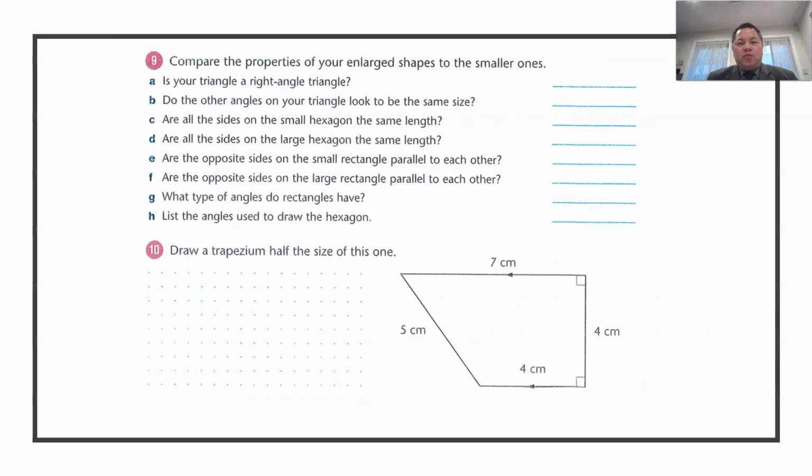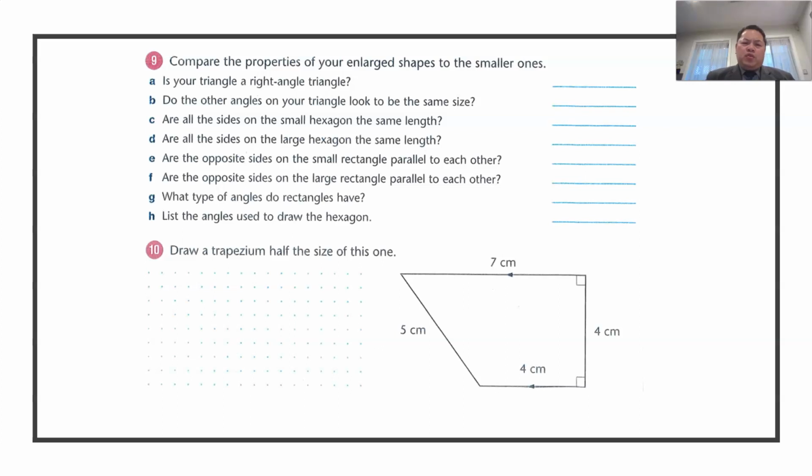And then after that, you're supposed to answer this question. Quite interesting. Some of these questions require you to think carefully. Is there a yes, no? Question G, you've got to give a name for the type of angles. You also have to list the angles that are used to draw the hexagon. Okay, so quite straightforward. I'm sure it's within your ability to answer this question.